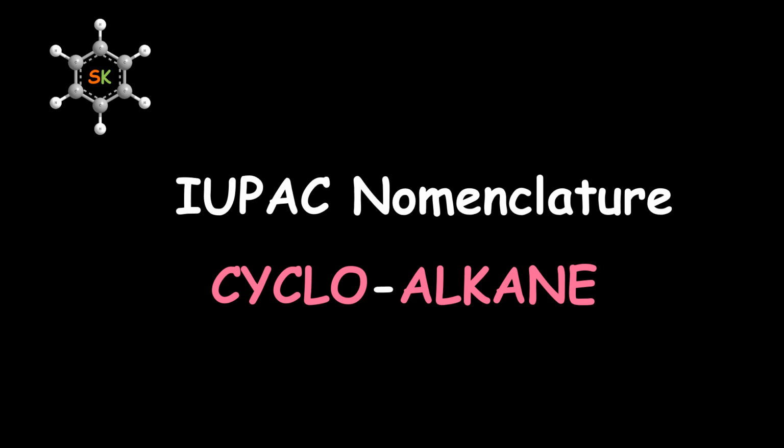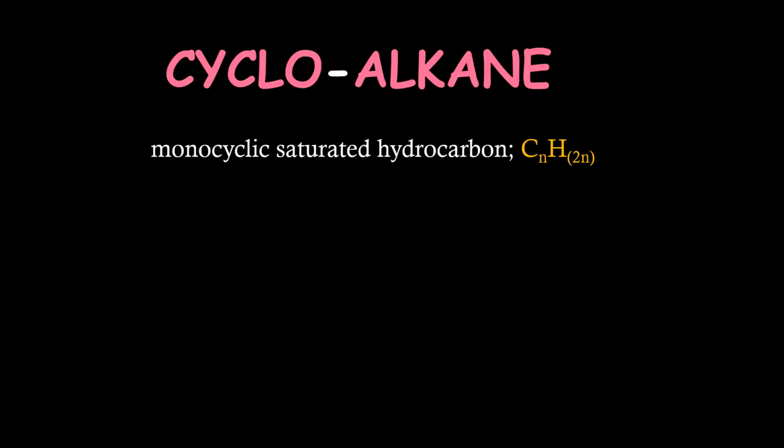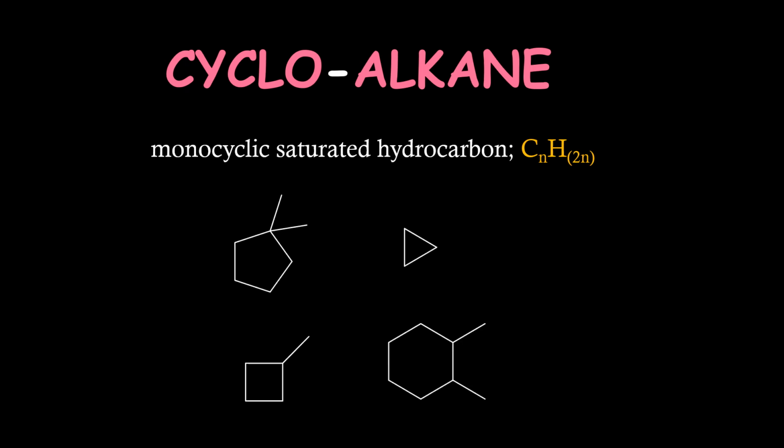IUPAC nomenclature of cycloalkane. Cycloalkanes are monocyclic saturated hydrocarbons with the general formula CnH2n. These are a few examples which can be listed under that.